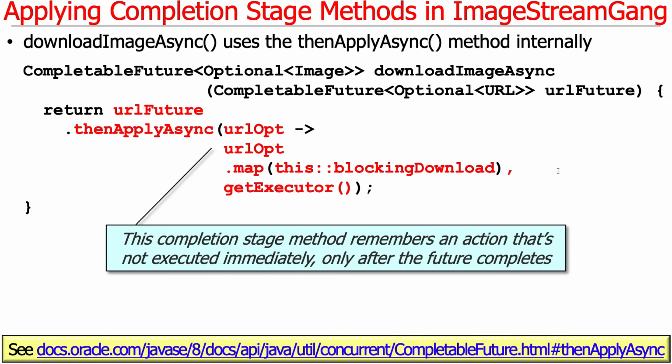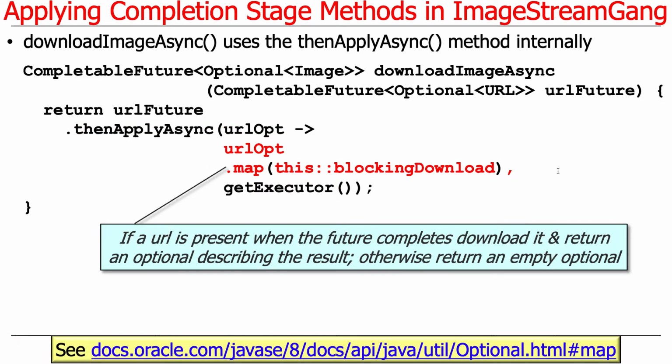So this logic here will run when that future completes. And notice that we're calling this in the context of thenApplyAsync. So that means that this computation here will most likely run in yet a different thread in our common fork join pool, which is what getExecutor is returning here. Now, here's where things get really interesting. So take a look at this. What we'll get back when this future completes is an optional URL. So it's an optional that either has a value, which is a URL, or it has no value.